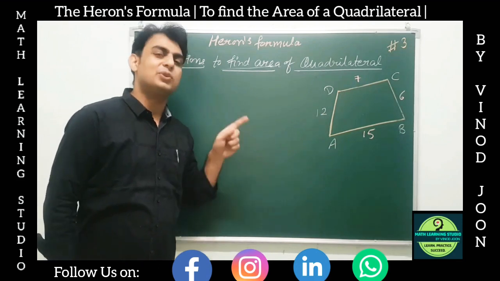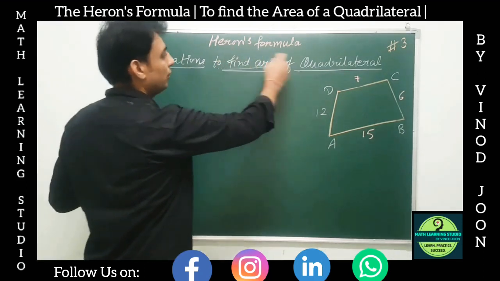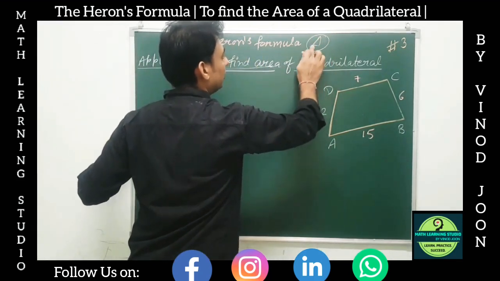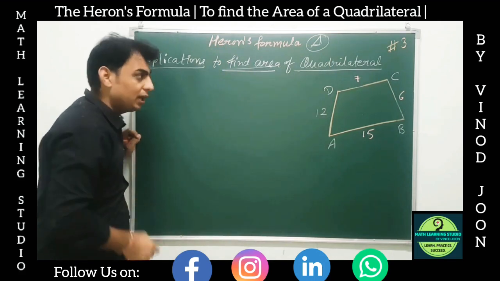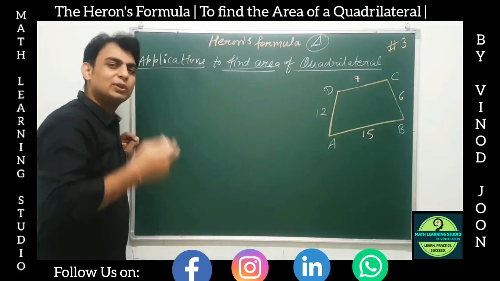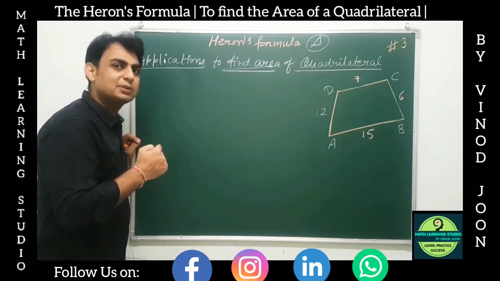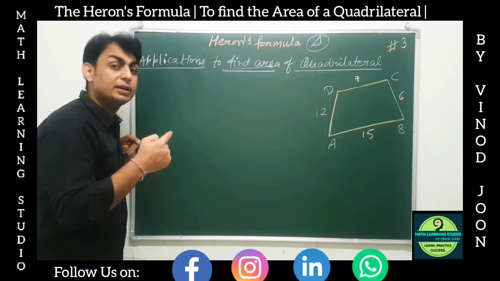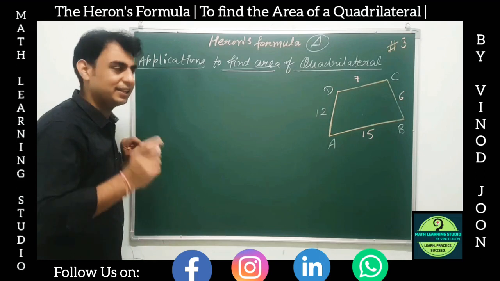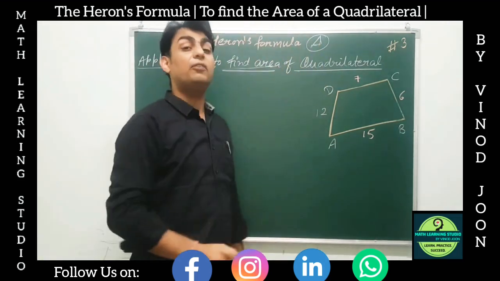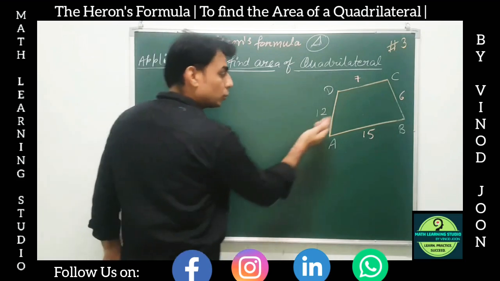Now, some students do it in a wrong way. In this question, we know Heron's formula is for a triangle only. A triangle has 3 sides, so students think: sir, a quadrilateral has 4 sides, so we will apply the same formula, s minus a, s minus b, s minus c and s minus d. Sir, take the fourth side also. That is wrong. We cannot do this, because Heron's formula is only for a triangle, not for a quadrilateral. So what can we do here?